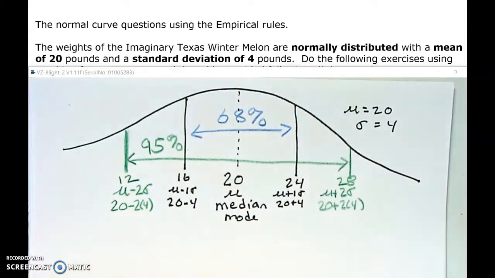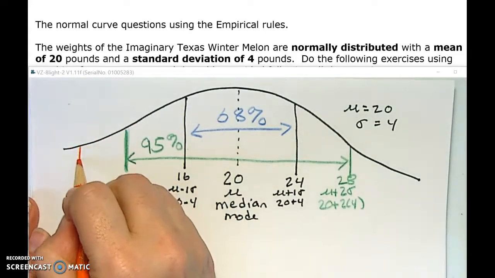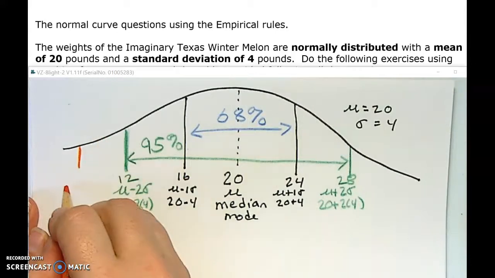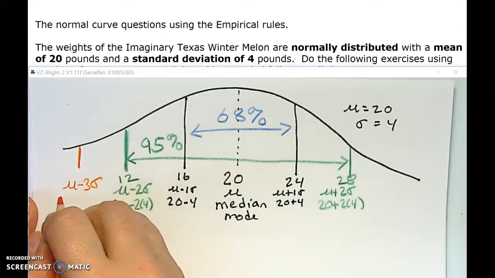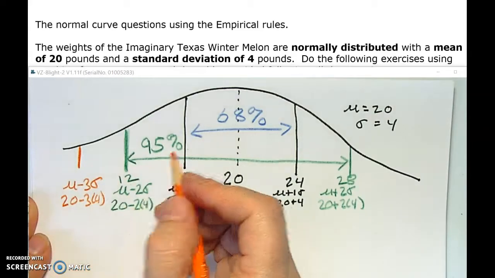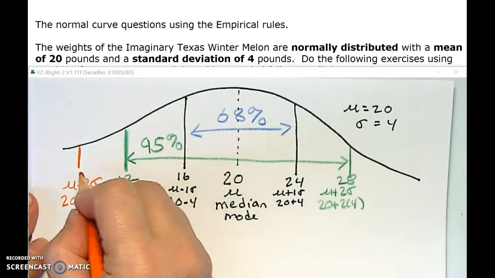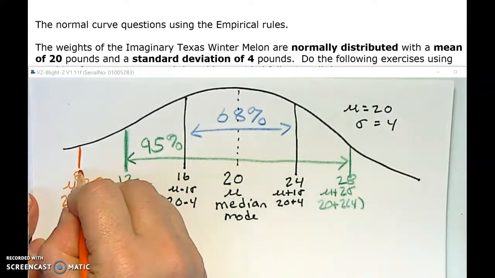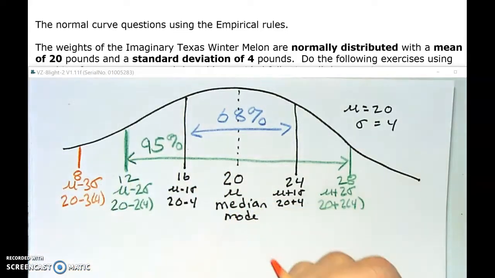We're going to go out 1 more standard deviation and get almost all of our winter melons included here. Right here, we're going to go the mean minus 3 standard deviations, or 20 minus 3 times 4, 20 minus 12, which is 8, or 12 minus 4, because we're just going down 4 more. So an 8-pound winter melon is a pretty small winter melon. There also are some that are smaller. The normal curve goes on beyond that.